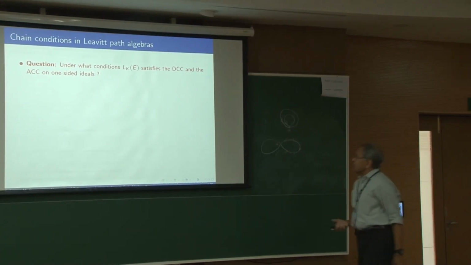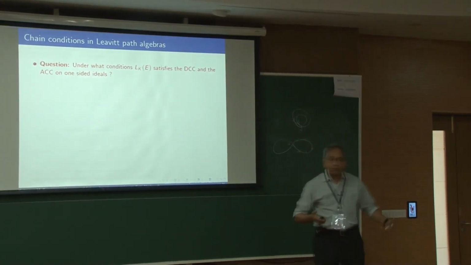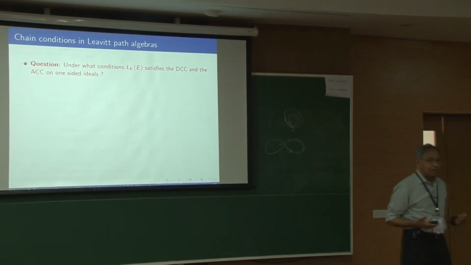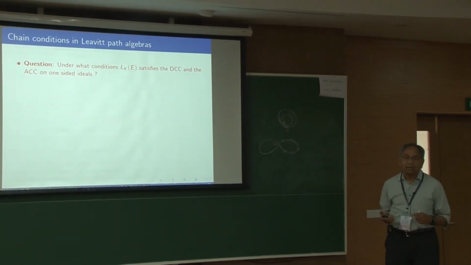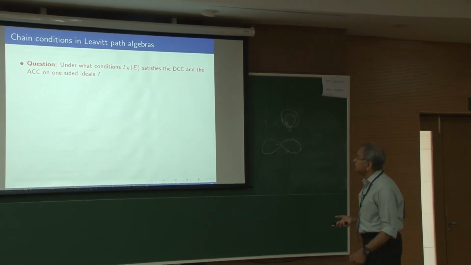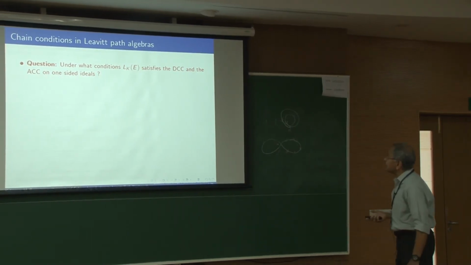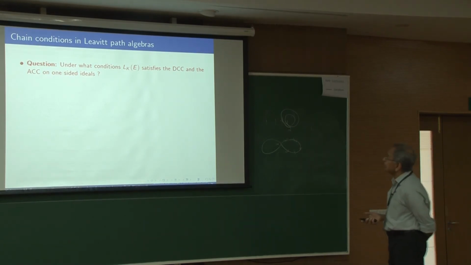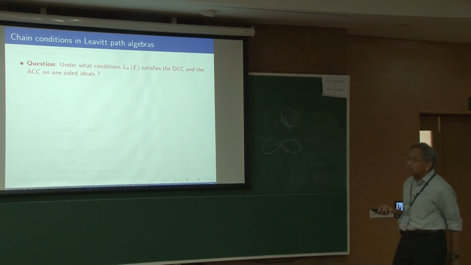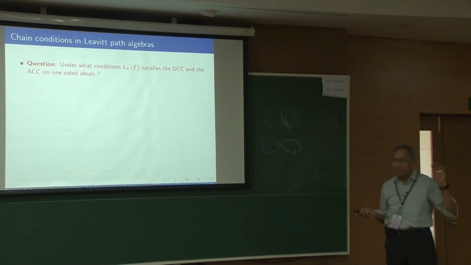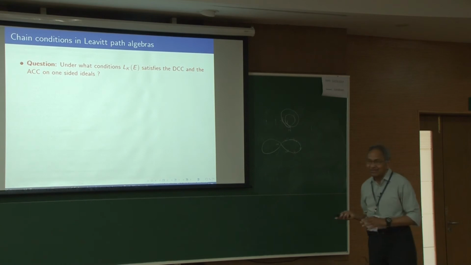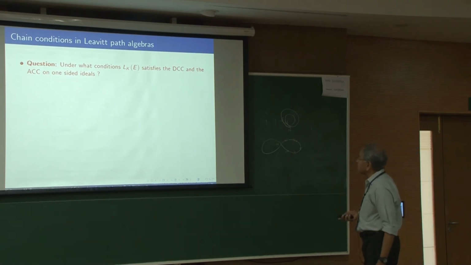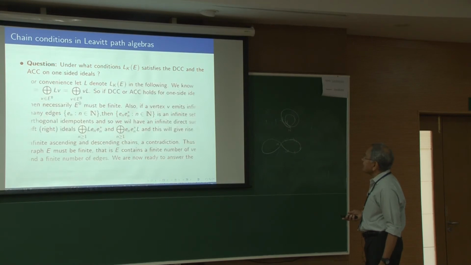So our first question is, now we're going to look at the various ring theoretical properties that you could get by manipulating the graph properties. First question, under what conditions will the Leavitt path algebra satisfy the descending chain condition or ascending chain condition on one side of the ideals? As I mentioned earlier, I could be sloppy here. I didn't need to say left ideal or right ideal, so long as, if it happens on one side, the property will always hold on the other side.